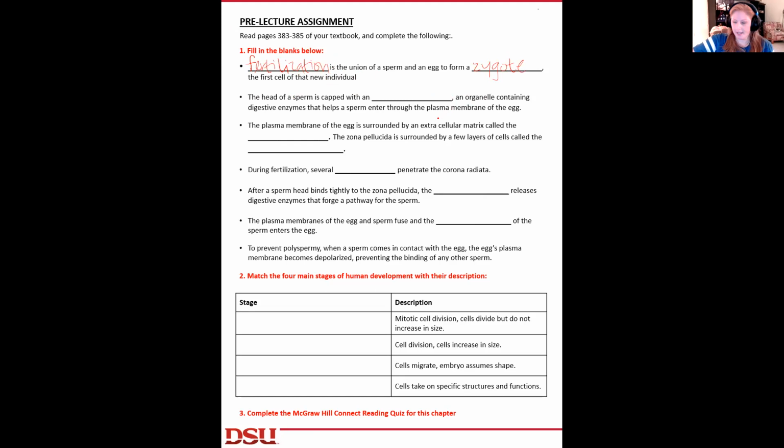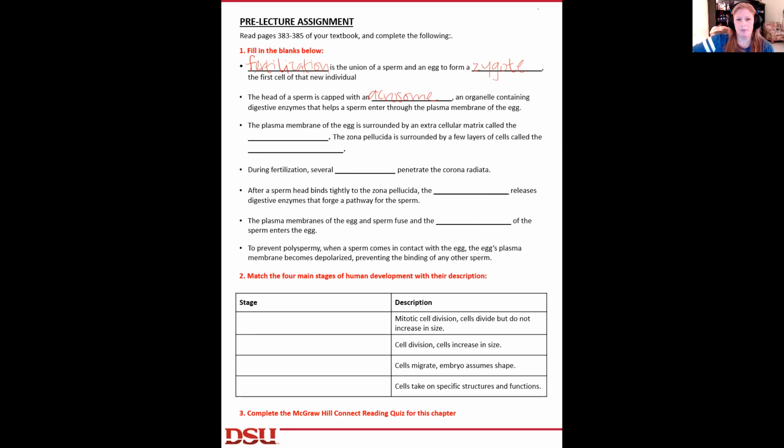The head of a sperm is capped with something called an acrosome, which is an organelle that has digestive enzymes, so that when it meets the egg, those digestive enzymes are able to penetrate the membrane that's around the egg itself so that fertilization can take place.